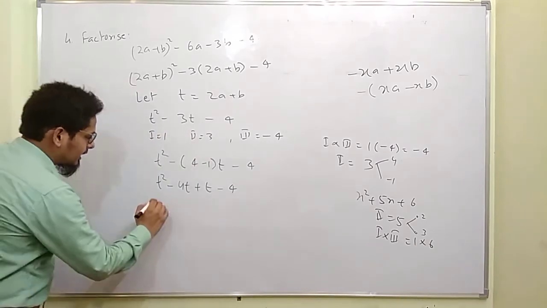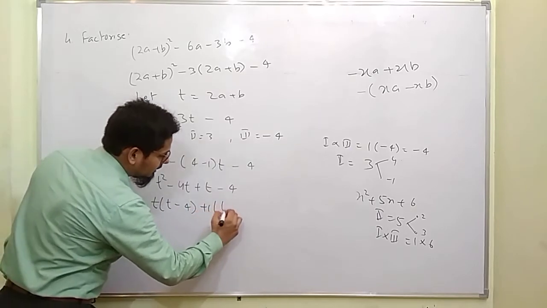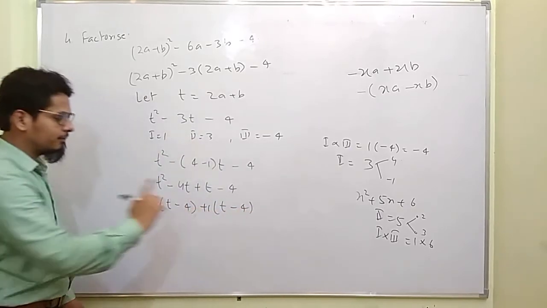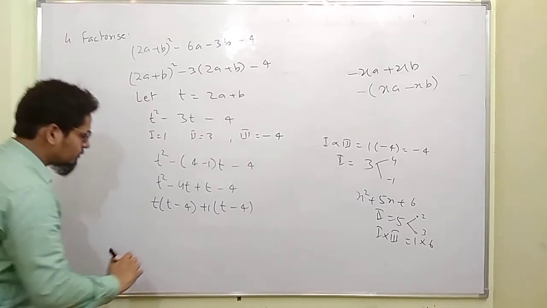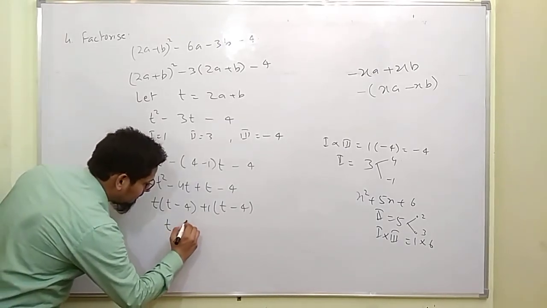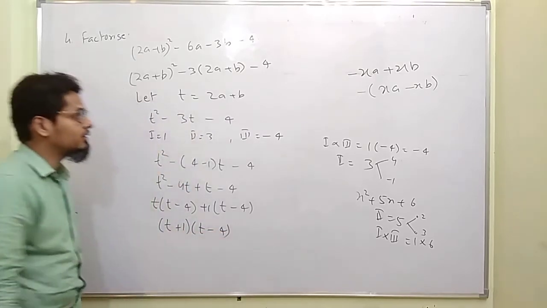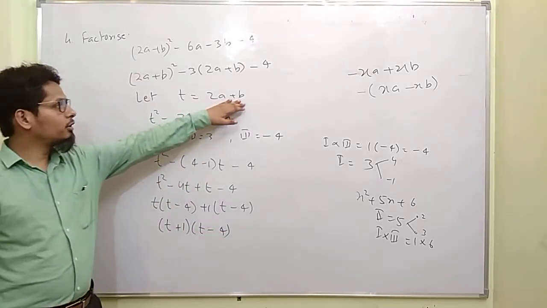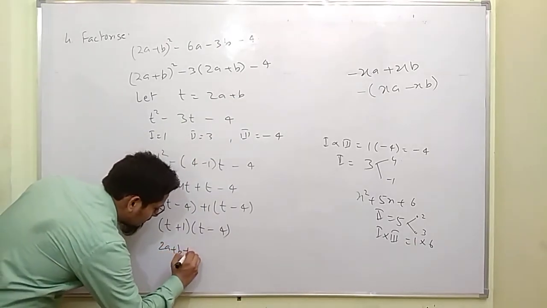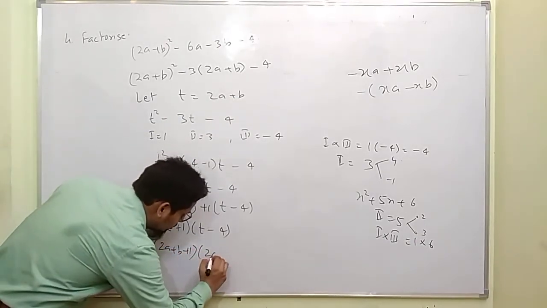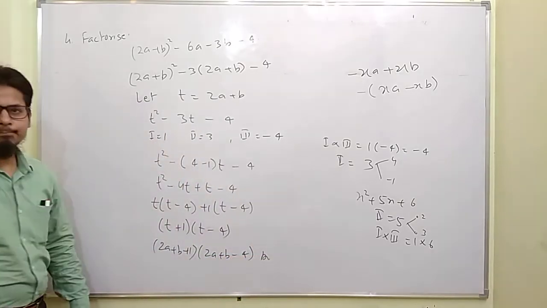Now take out the common: t into (t minus 4) plus 1 into (t minus 4). Now the bracket is the same with the sign, so our factorization is done correctly. So I write it here: t plus 1 and t minus 4. After this, what should we do? Put the value of t here in the expression. This will be 2a plus b plus 1 and 2a plus b minus 4. Class, this is the final answer. Okay, class?